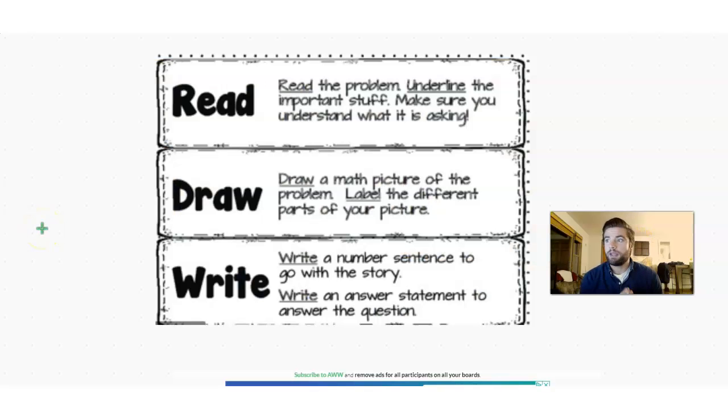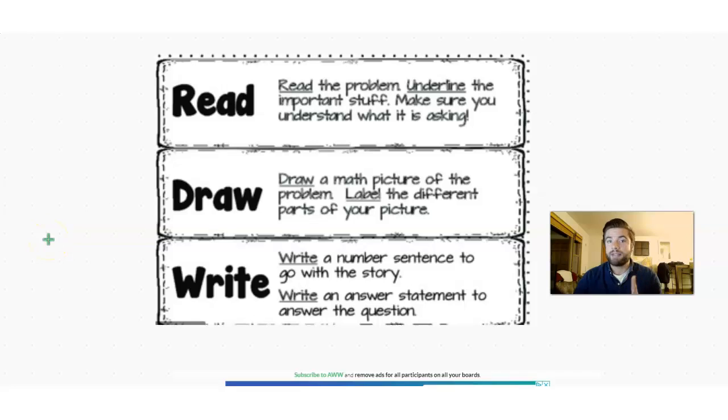So first of all, let's go to the read, draw, write strategy, and let's talk about what that is. So in front of me and in front of you, you see a picture of the read, draw, and write strategy. There are 3 steps to this, and they're just like they sound. The first part is reading the problem and underlining the important stuff. And we have to make sure we know what the problem is asking us to find. Next, we're going to draw a math picture of the problem and label different parts of our picture. And finally, we're going to write a number sentence to go with the story. And we're going to write an answer to the question. And we're going to make sure we label our answer with words. So let's get to it.